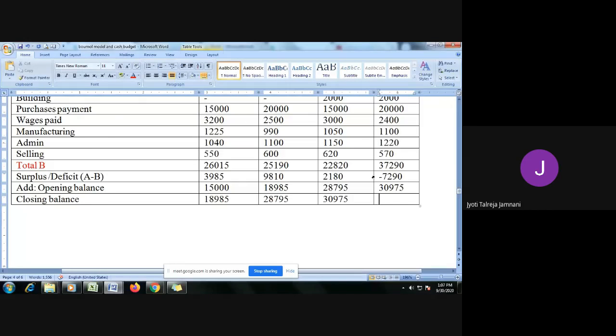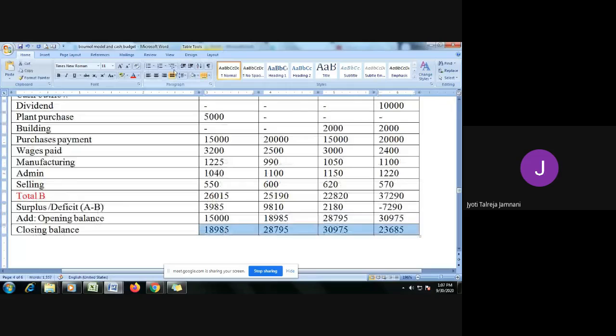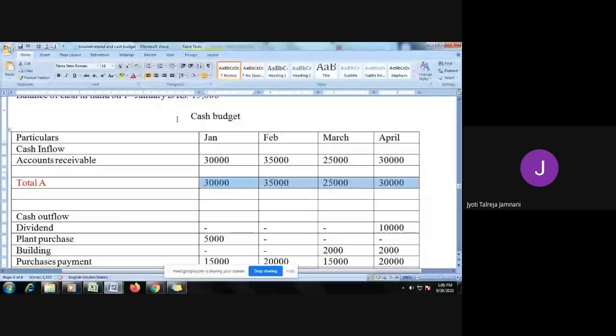Maybe the calculations may be a bit wrong, or they may be correct as well. Calculations when I'm teaching don't matter, because what you have to learn is how to prepare a cash budget. So if you've understood the steps, that's really great. You can check the numbers addition and all. If I have done some error, you can correct it.